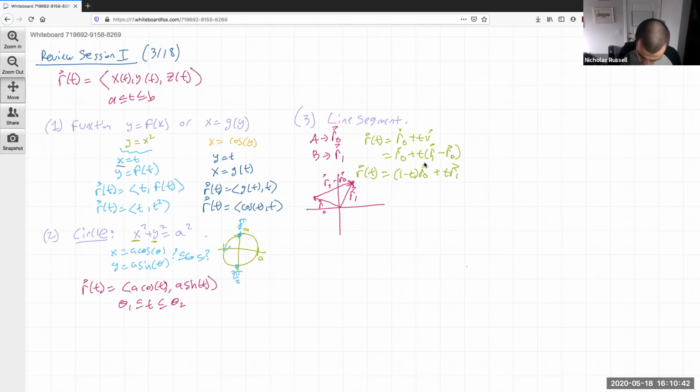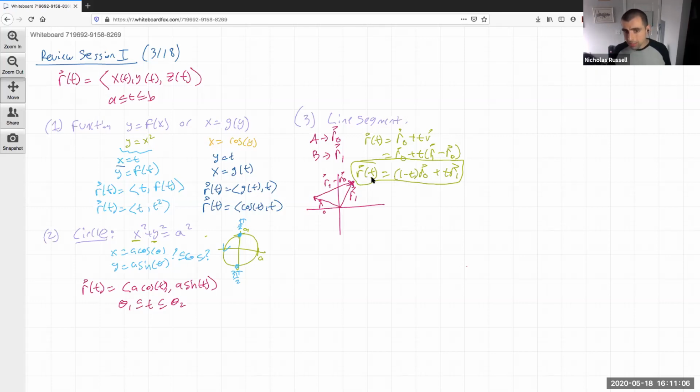And this is a parameterization for a line segment. You might ask yourself, well, what's my parameter domain? The idea of the domain, when I'm thinking about the parameter domain, is that I want to plug in my initial point, and I want to find what value of t gives me my initial point. So for instance, here, if I plug in, I want to get R0.